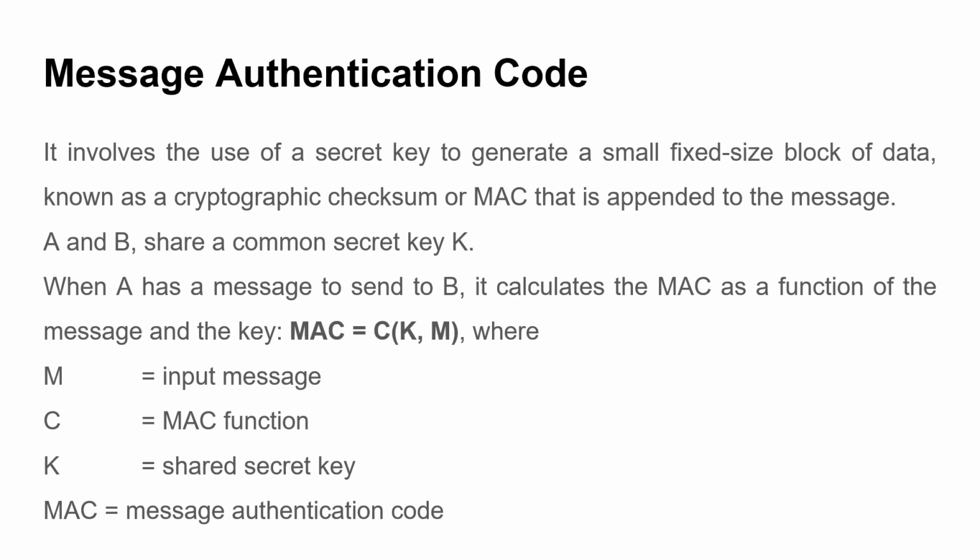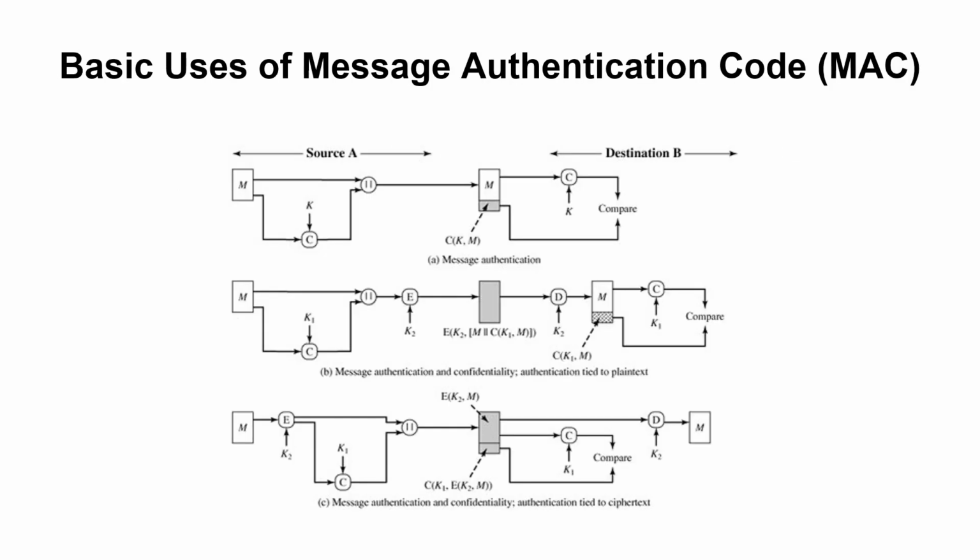So A and B share a common secret key K. When A has a message to send to B, it calculates a MAC as a function of the message and the key. Once the MAC has been generated, that is, a fixed-size block generated with the help of the shared secret key, it is appended along with the message and sent in the transmission channel. This is the usual procedure we follow whenever we are talking about authentication. This diagram explains the basic uses of authentication.